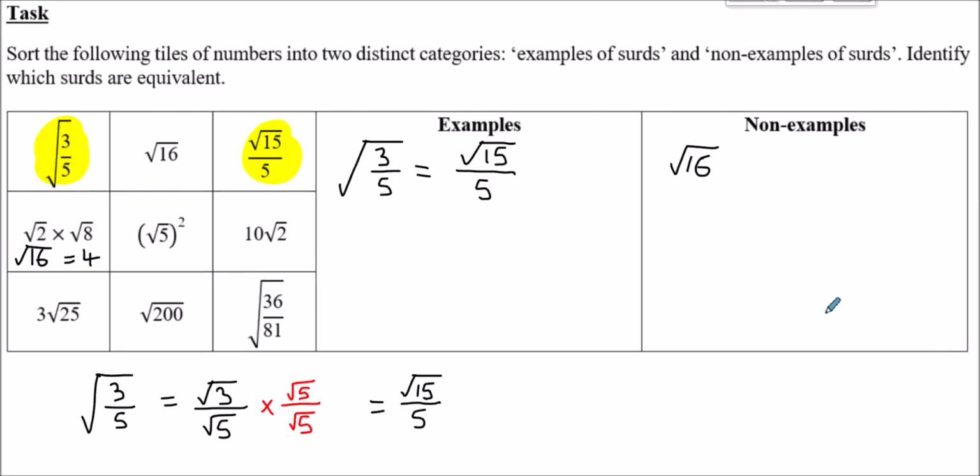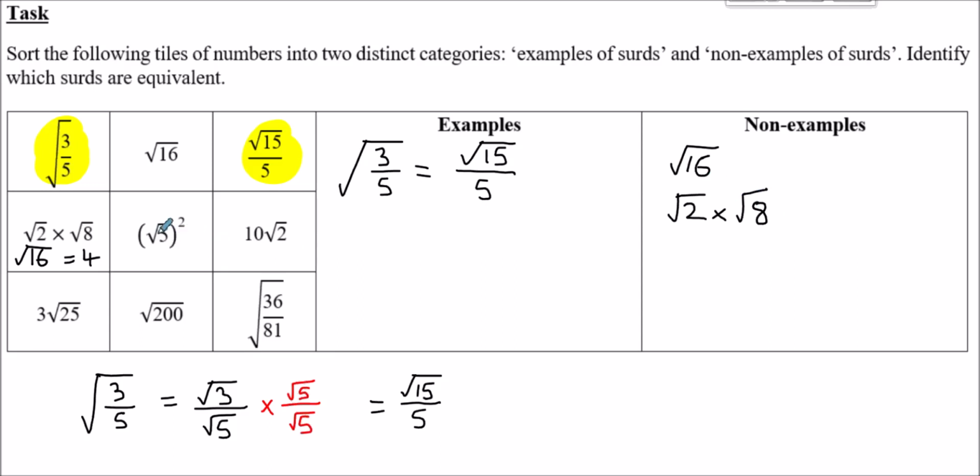We also have root 16 at the top here to consider. So root 16 is fairly obviously, I hope you'll understand, 4. As is, like I said here, root 2 times root 8. So both of these, which are equal to the same thing, are non-examples. They're equivalent, but we don't need to label this because we just need to think about which surds are equivalent. So we've got root 16 and also root 2 multiplied by root 8 as non-examples, which happen to be equivalent, these two.